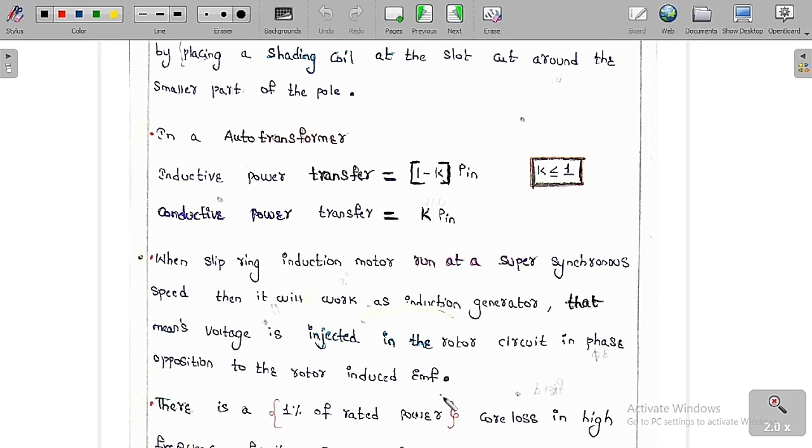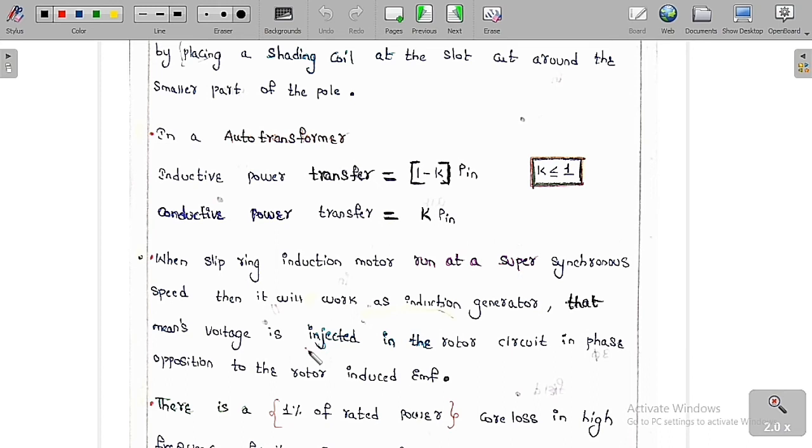So it simply means that when a slip ring induction motor runs at a super synchronous speed, it is going to work as an induction generator. That means the voltage injected in the rotor circuit is in phase opposition to the rotor induced EMF. So this is a very important point. Suppose it is going to act like a generator, then definitely the injected voltage and the rotor induced EMF are both in phase opposition. This is what I am trying to tell you.